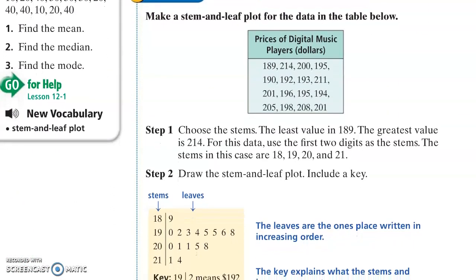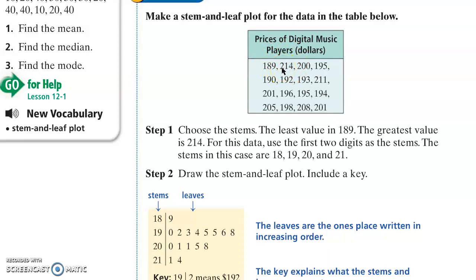Make a stem and leaf plot for the data below. So they have prices of digital music players in dollars. So one of them costs $189, the next one $214, $200, $195, and so on. All right, this is how much everything costs. If I look at this, I can see that the cheapest music player would be $189, and the most expensive would be, looking at this, $214. I just kind of look for the biggest and smallest numbers. So that means it's going to range between $189 and $214.